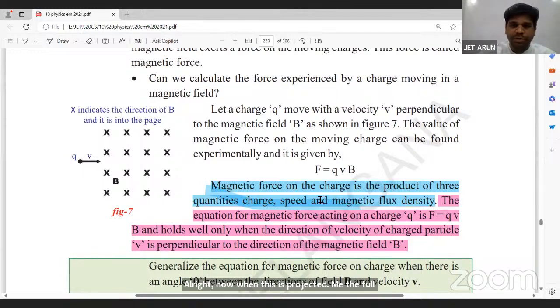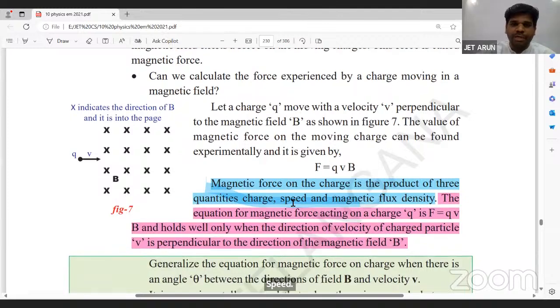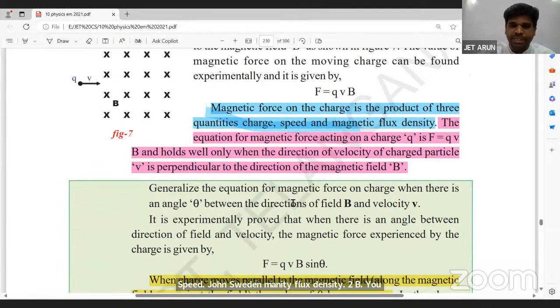Magnetic force on the charge is the product of three quantities: charge, speed, and magnetic flux density. QVB. You actually have QVB sin theta, but theta over here is 90. So sin 90 becomes 1.